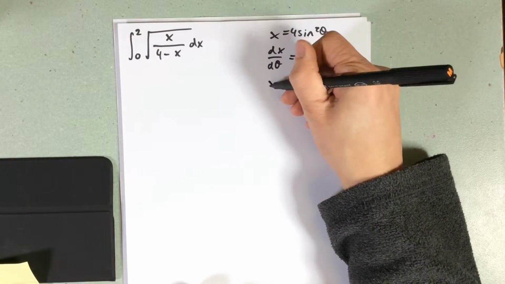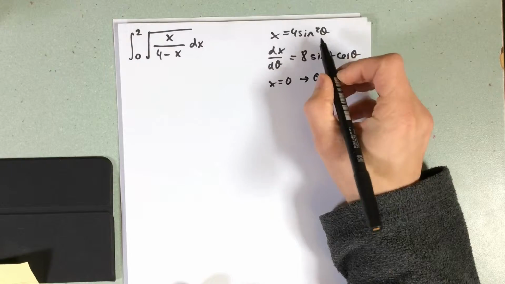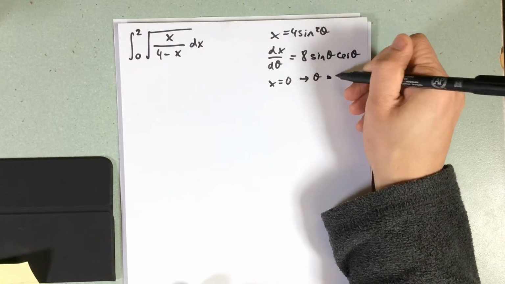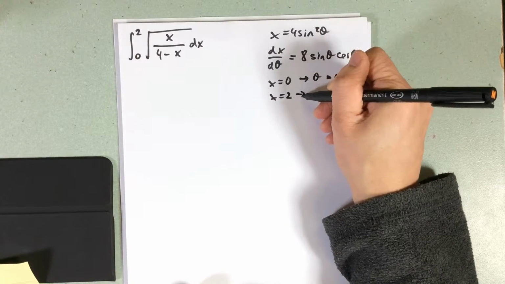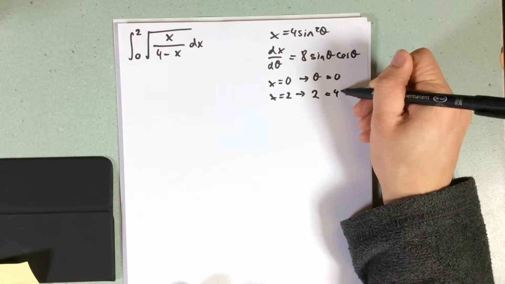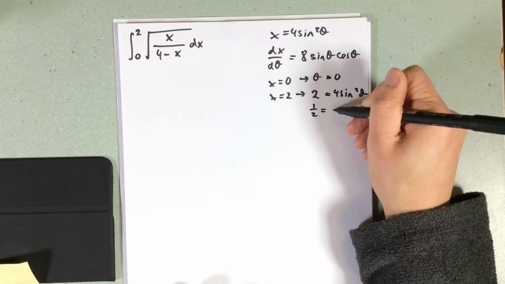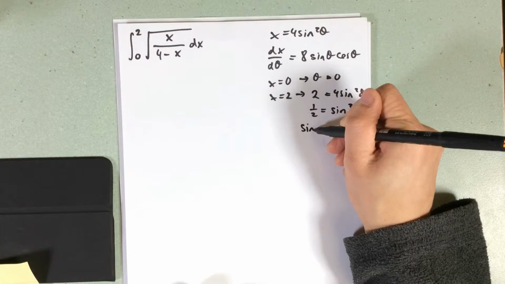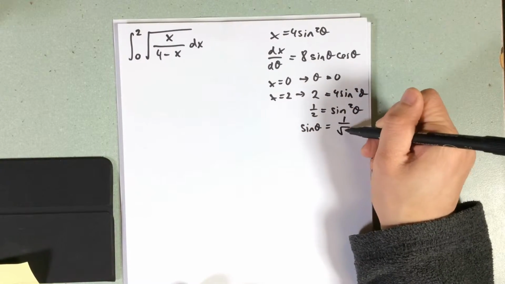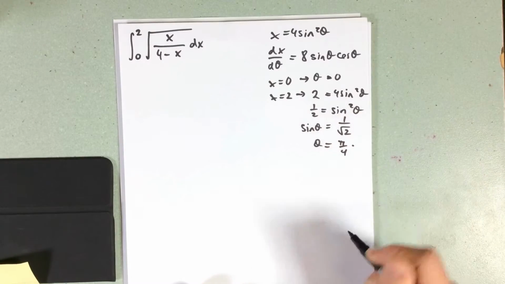I also need to change my boundaries. So x equals 0 over here. The angle that corresponds to that for this will be 0. Now when x equals 2, I better do the working just to make sure I get this right. You get 2 equals 4 sine squared theta. So that means you got sine squared theta equals a half. And just taking the positive case for this one, I get sine theta equals 1 on root 2. So the angle that corresponds to that is pi on 4.